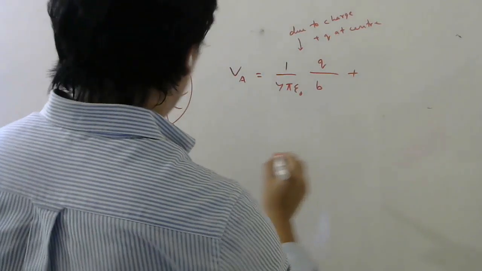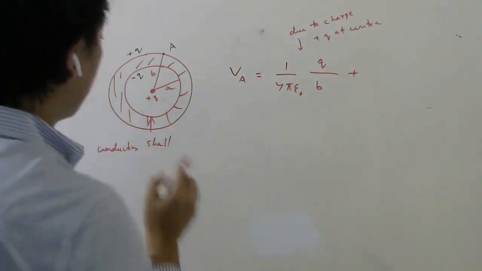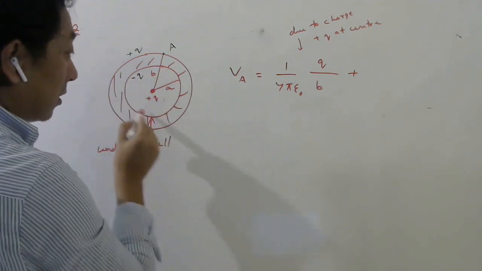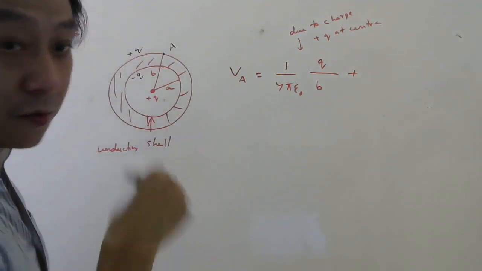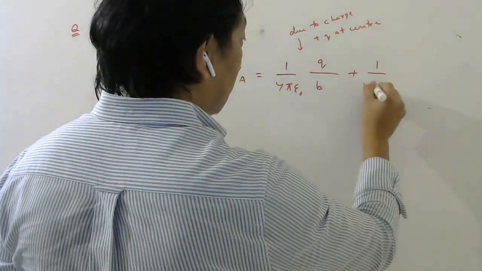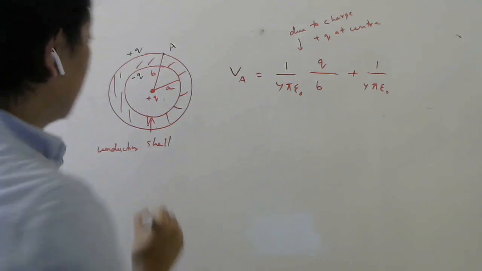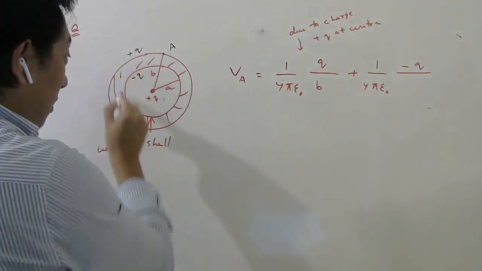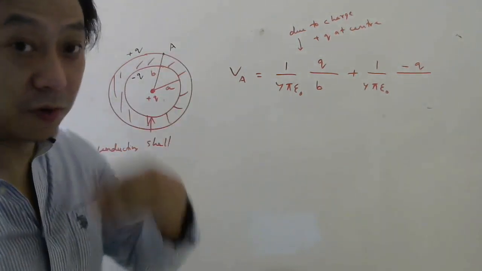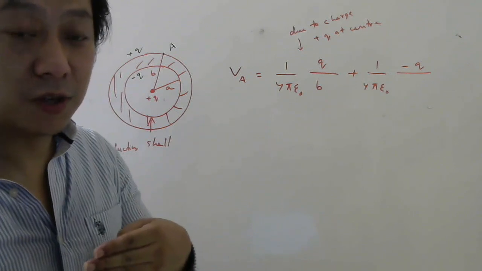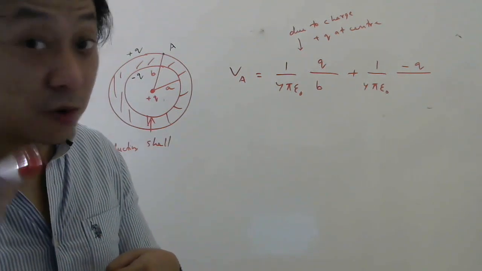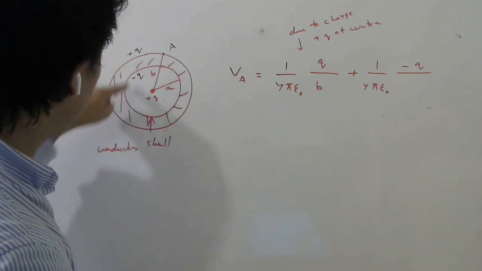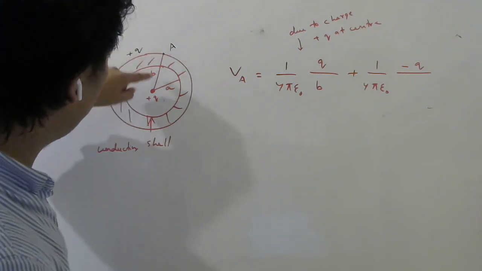Now this minus Q will also produce potential. For this minus Q charge, which is on the inner surface, where is this point? Outside. So for outside, what is the formula? 1 by 4 pi epsilon naught, charge of this is minus Q divided by, since this point is outside, you have to use the formula for outside: 1 by 4 pi epsilon naught Q by small r. And what is small r? From center of the shell to the observation point. So for this shell, from center to this point is B only. So it will be B.